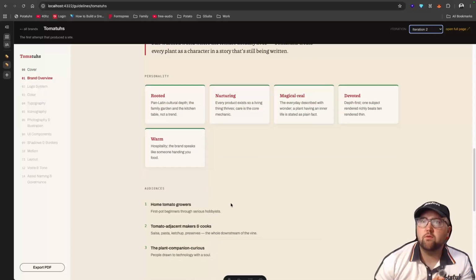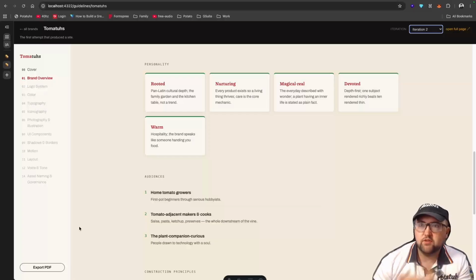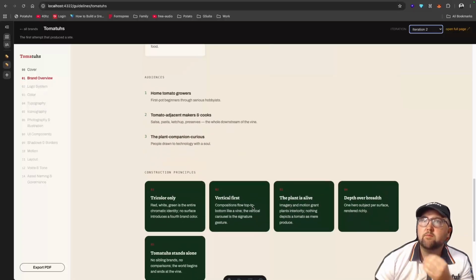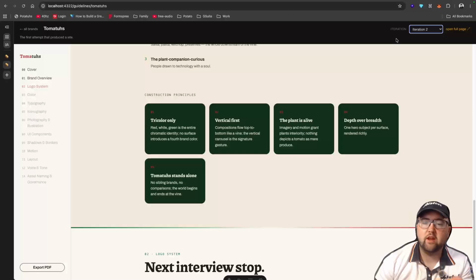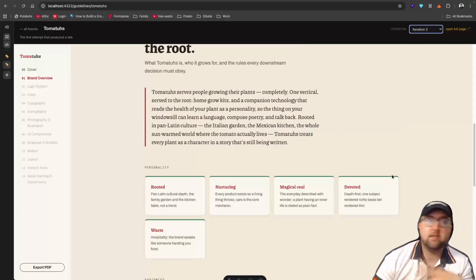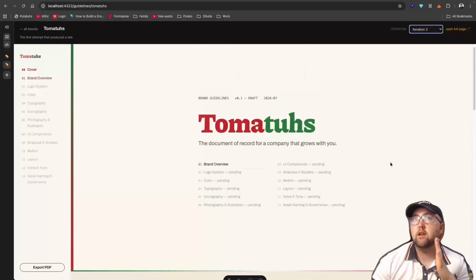So home tomato growers, that's our audience. Tomato adjacent makers: salsa, pasta, ketchup, preserves. The plant companion curious, people drawn to technology with a soul. So we're tricolor, it's white, red, and green. The plant is alive, it's vertical first, depth over breadth, and Tomatoes stand alone. There's no sibling brand where Potatoes has Potato Core, Hot Potato Games, yada, yada, yada. Tomatoes is Tomatoes.